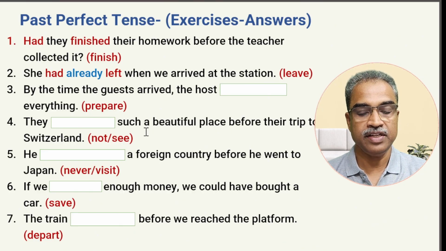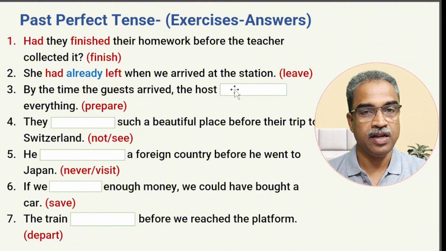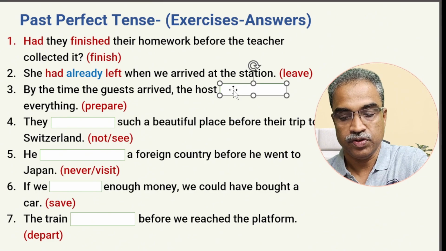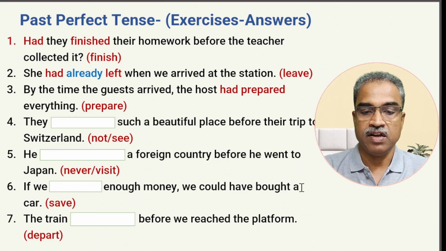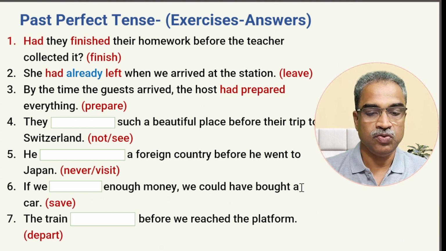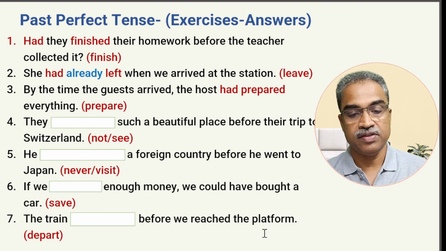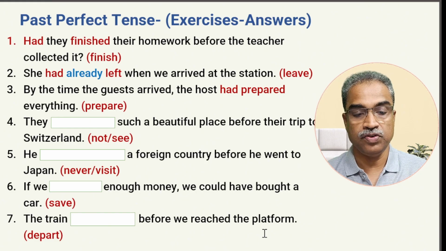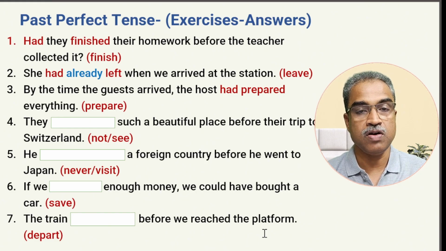Third one, by the time the guests arrived, the host dash everything, prepare. And it should be the host had prepared. V3 form. So by the time the guests arrived, the host had prepared everything. And the fourth one, they dash such a beautiful place before their trip to Switzerland, not see. So see is the verb see, saw, seen.